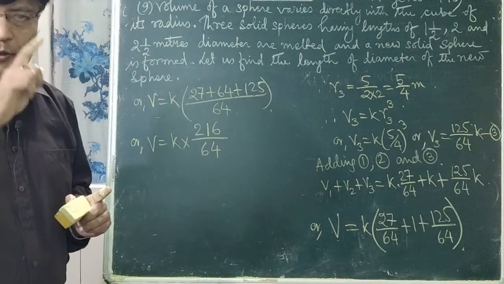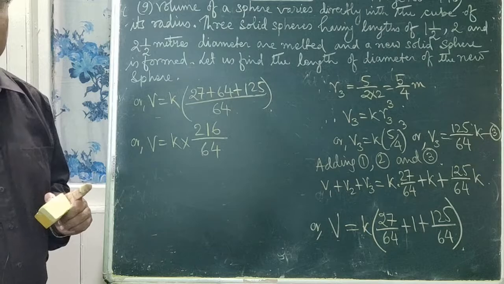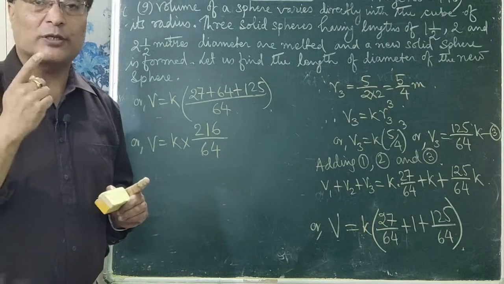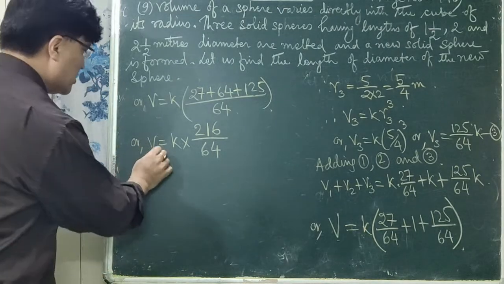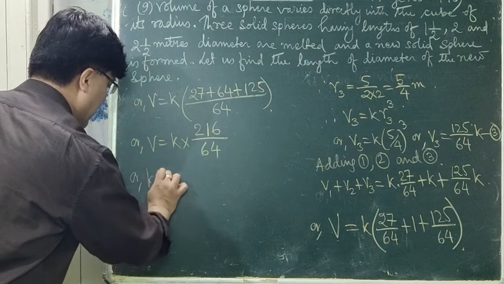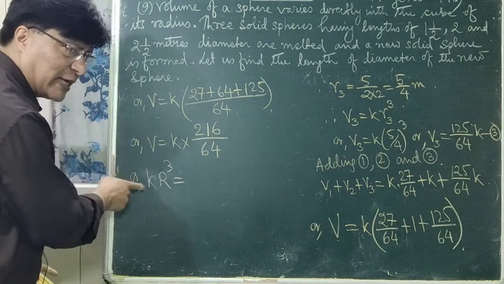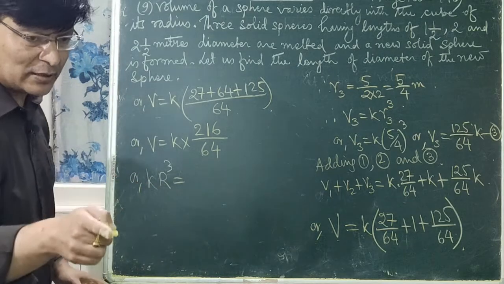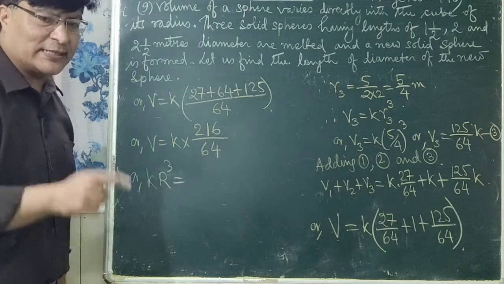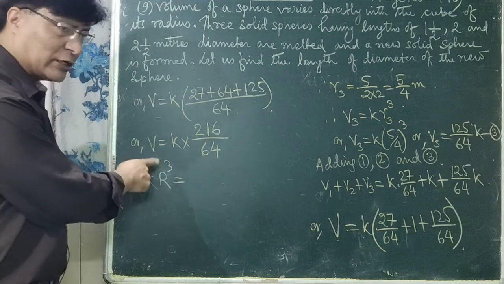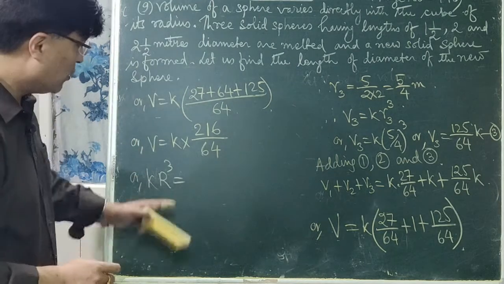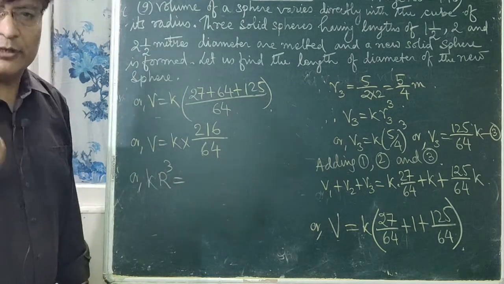You know that V was kr cube. Capital R was the radius of the new sphere, isn't it? And V was kr cube. That is kr cube is equal to, actually V was kr cube, isn't it? You can check the previous steps. So it is kr cube, V was kr cube, right? Where R is the radius of the new sphere.